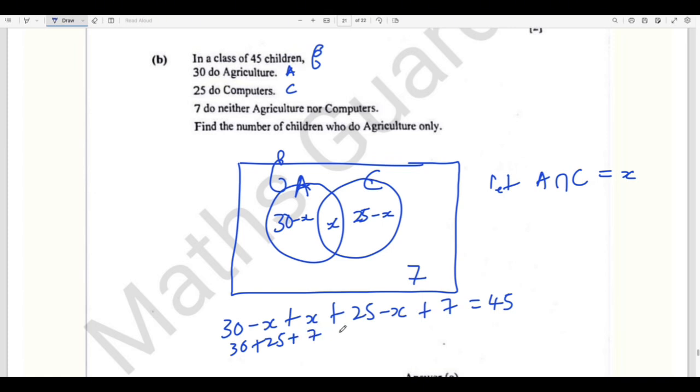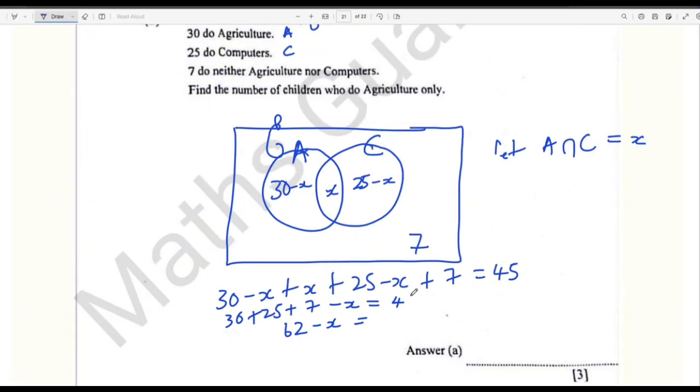So this becomes 30. We'll bring like terms together: 30 plus 25 plus 7, plus minus X plus X minus X, which just gives us minus X. 30 plus 25 plus 7 gives us 62 minus X equals 45. Then we bring like terms together again: 62 minus 45 is equal to X. Let me write it on this side here. 62 minus 45, we will get 17. So X is equal to 17.